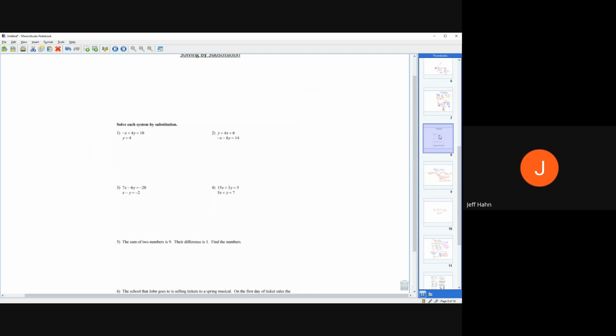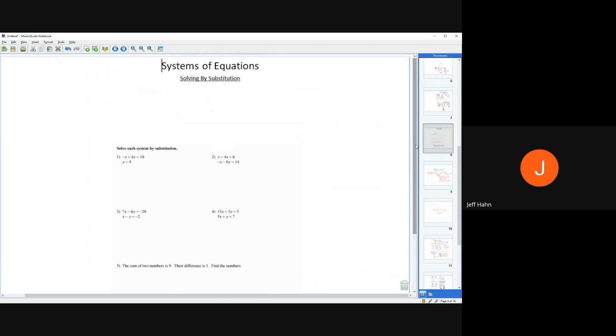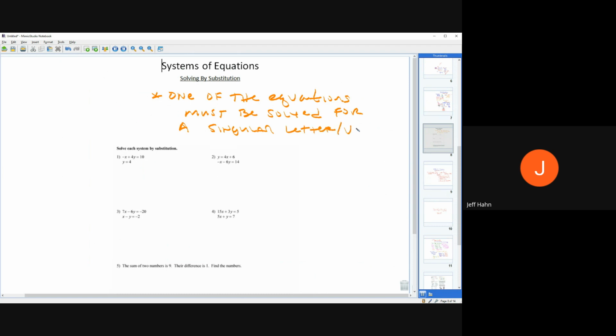In order for you to solve a system of equations by substitution, one of the equations must be solved for a singular letter/variable. I will explain that in just a second. Why don't you write that down?